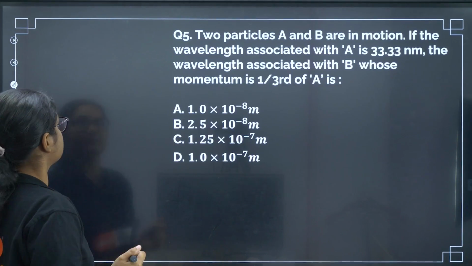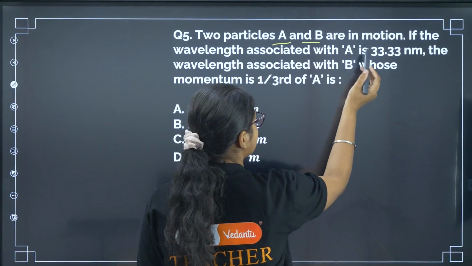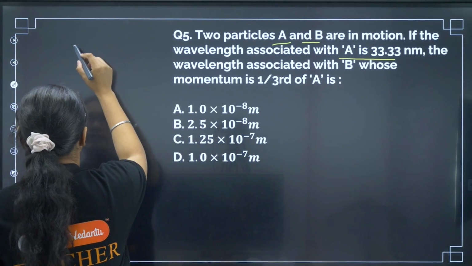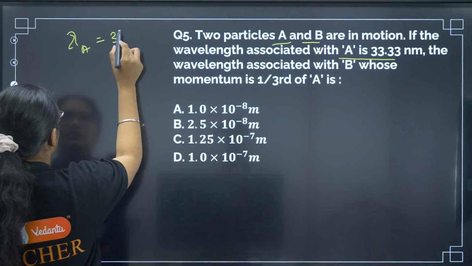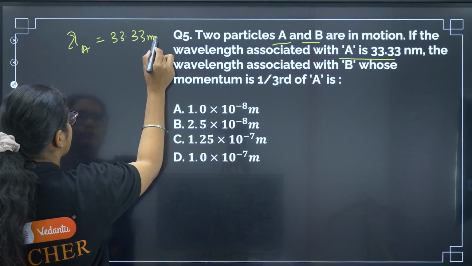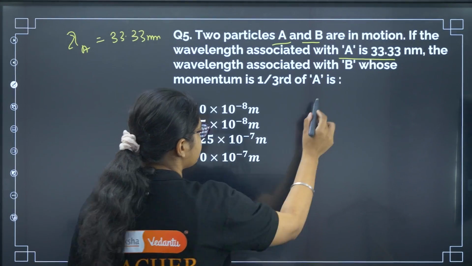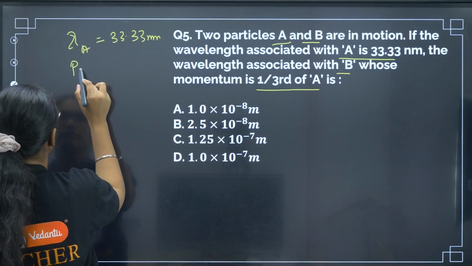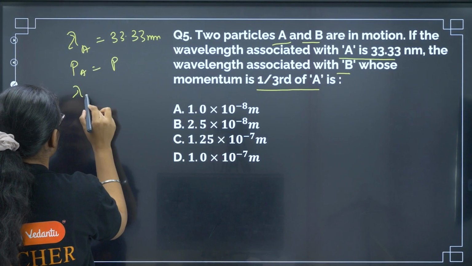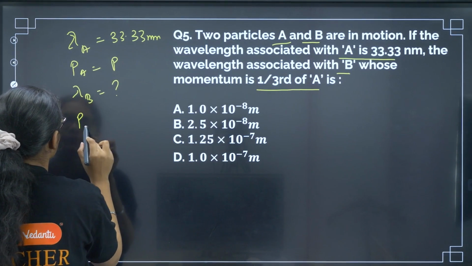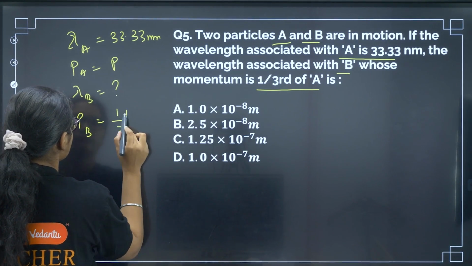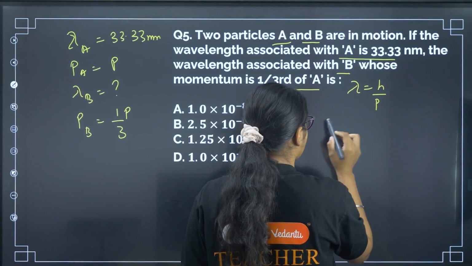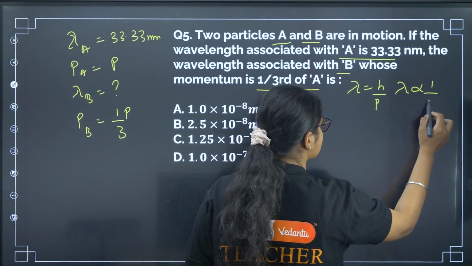Okay. Next question. Two particles A and B are in motion. If the wavelength associated with A is 33.33 nanometer, what is the wavelength associated with B, whose momentum is 1/3 of A? Okay, so let the momentum of A be P. We have to calculate the wavelength of B, and the momentum of this one is 1 by 3 of P, right? So we have this formula, lambda is equal to h by P. So I write here, that means lambda is proportional to 1 by P.